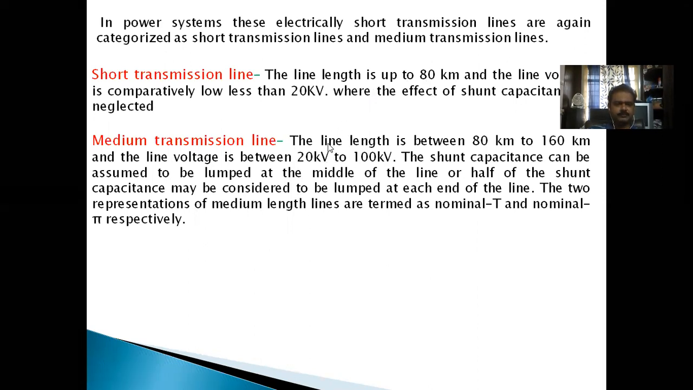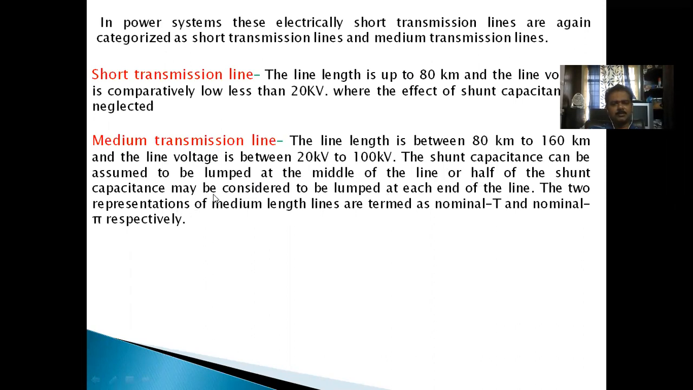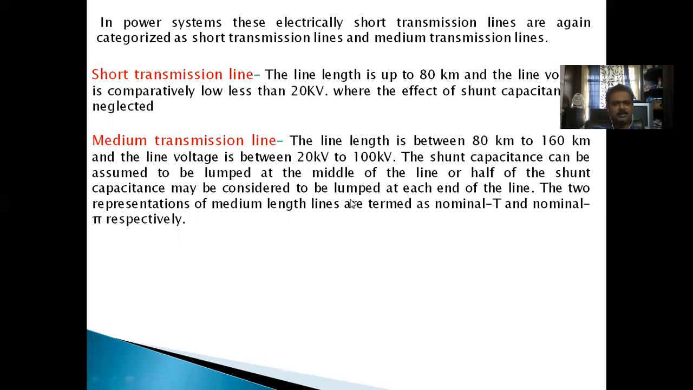So in terms of total values, here we have to consider the shunt elements, so shunt capacitance. We cannot neglect them. If we neglect the shunt elements, the practical values and the theoretical values may not coincide. That's why we have to consider the shunt elements. Instead of going distributed, we can use lumped parameters in a medium transmission line. We can consider this shunt capacitance at the center, or we can split it into two capacitances, one at the sending end, the other at the receiving end.